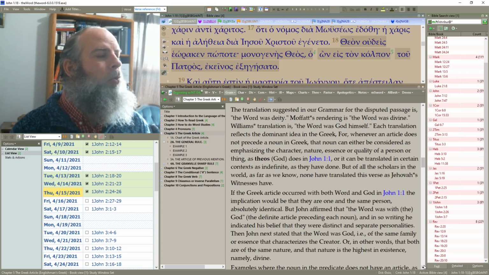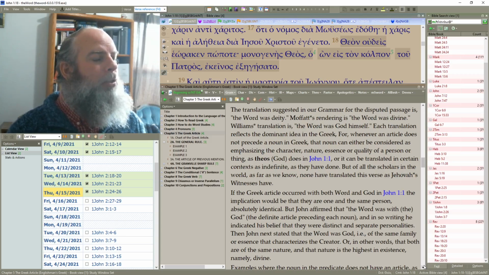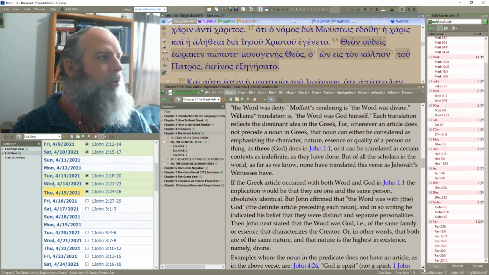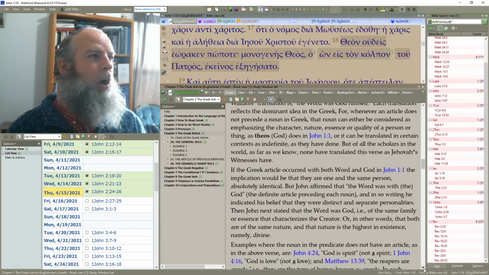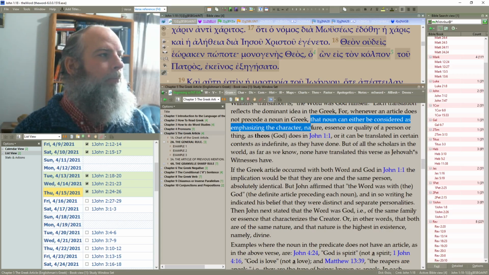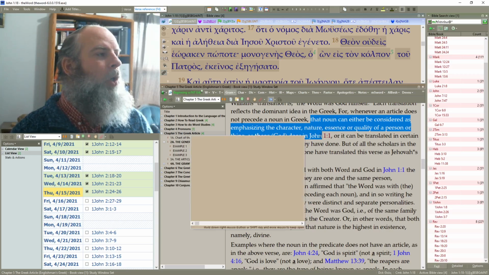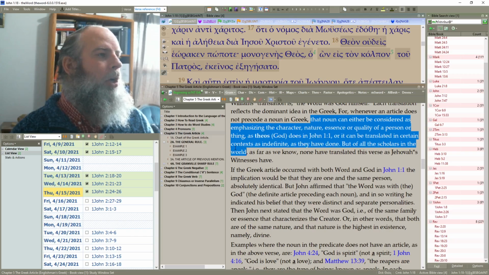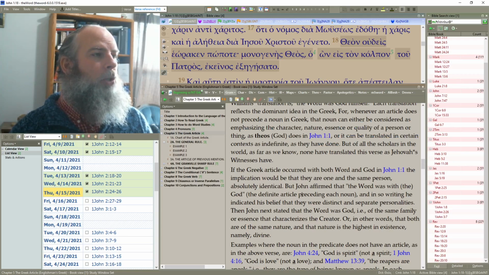Moffatt's rendering is "the Word was divine." Williams' translation is "the Word was God himself." Each translation reflects the dominant idea in the Greek. For whenever an article does not precede a noun in Greek, that noun can either be considered as emphasizing the character, nature, essence, or quality of a person or thing, as theos, God, does in John 1:1, or it can be translated in certain contexts as indefinite, as they have done. But of all the scholars in the world, as far as we know, none have translated this verse as Jehovah's Witnesses have.